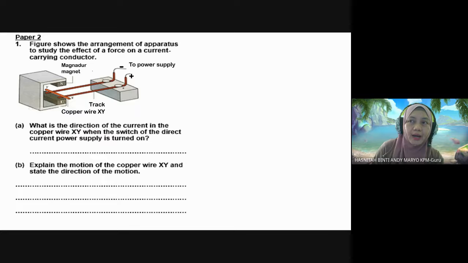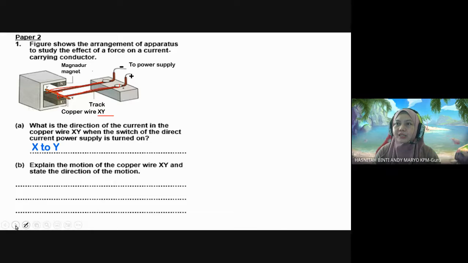What is the direction of current in the wire, student, when the switch is on? X to Y or Y to X? Read the question carefully, our conductor is XY. Okay, so the answer is X to Y. Very good. From the positive to negative, so from X to Y. Then explain the motion, student.